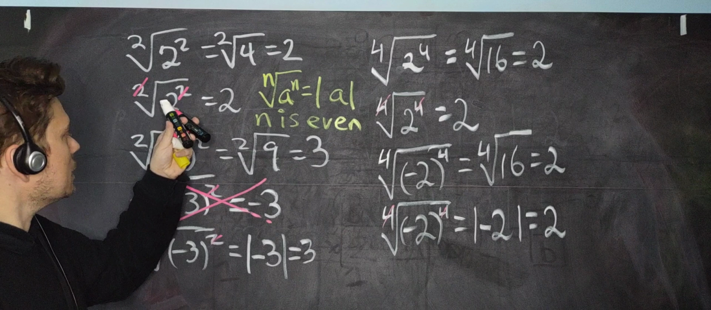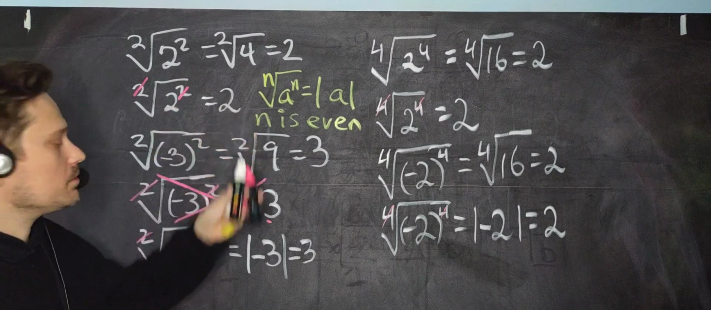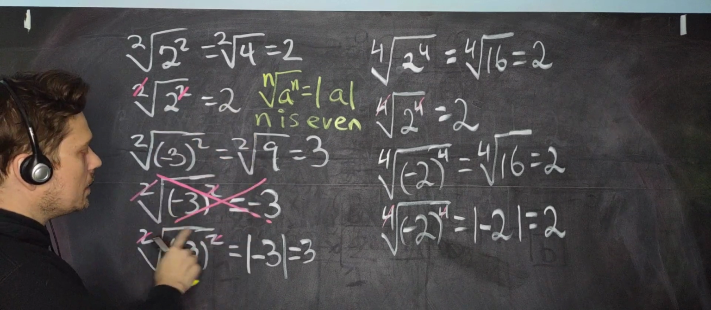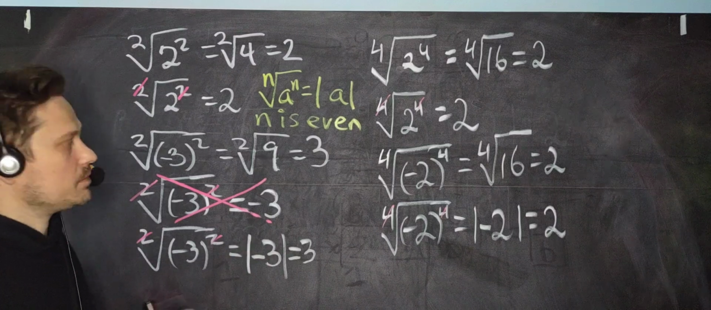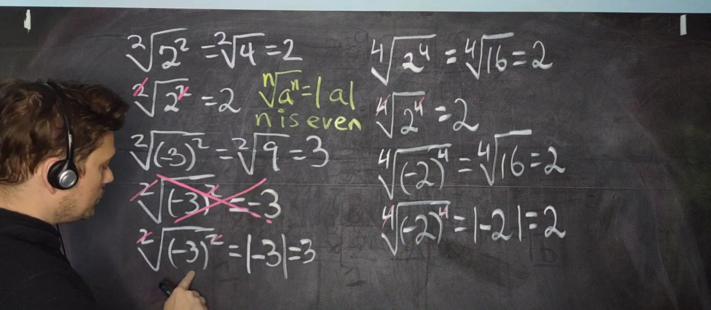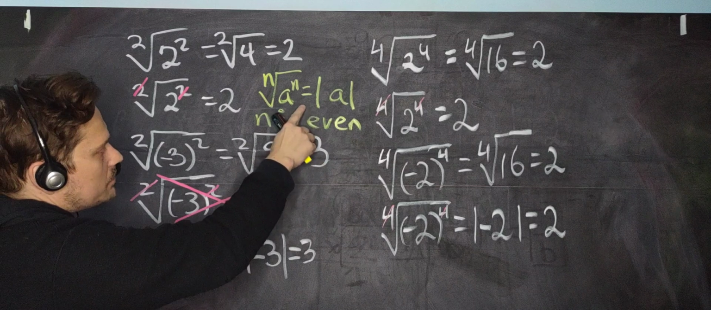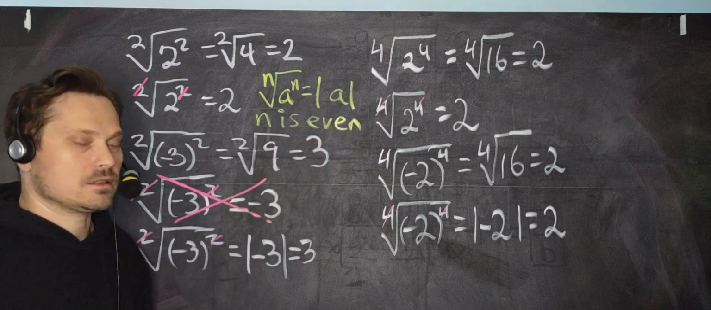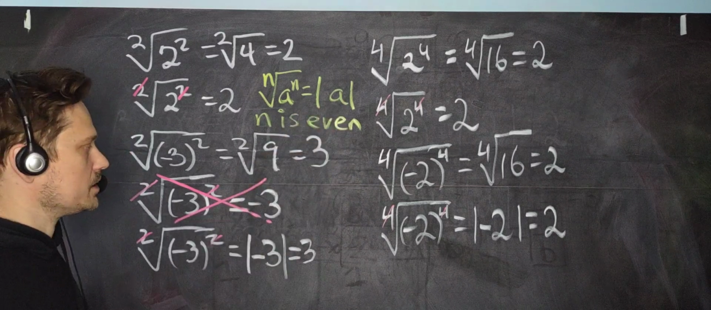If it's positive already like this 2 here, no problem, 2 comes out. But if it's negative like this negative 3, then positive 3 will still come out by taking the absolute value of whatever this is. So that's why it comes out between absolute value bars, for the reasons I've illustrated with these simple examples.